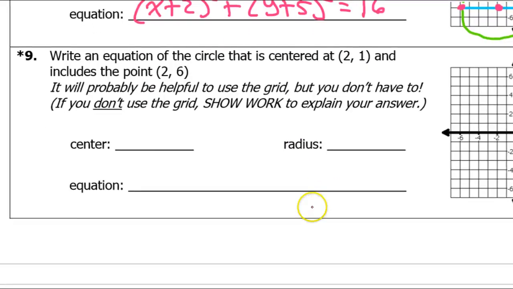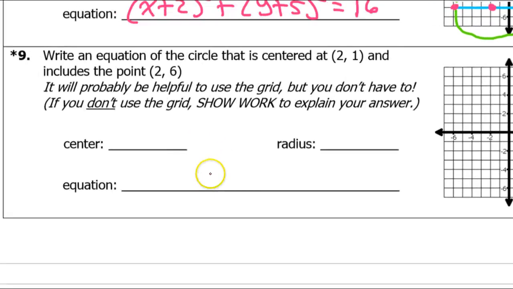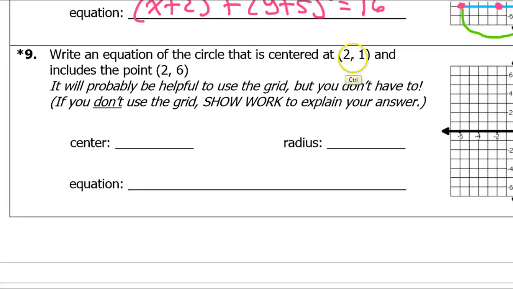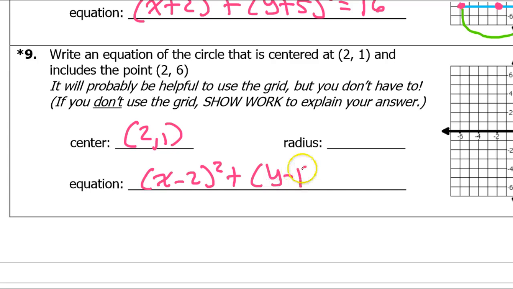Okay, what about number 9? Write the equation of a circle that is centered at 2 comma 1. So they're telling me the center is 2 comma 1, which tells me that the equation will start off x minus 2 squared plus y minus 1 squared. And it includes the point 2 comma 6.